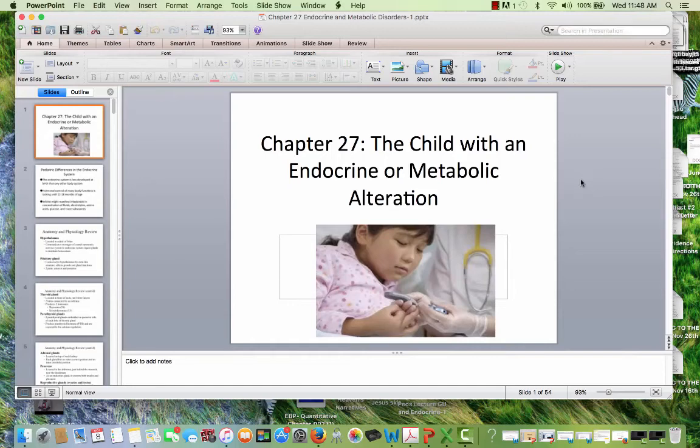Hi everyone. This lecture will cover the child with an endocrine or metabolic alteration. The content of this information can be found in chapter 27. And I will review certain disorders such as diabetes insipidus, diabetes mellitus, and some other common alterations that you tend to see in children.